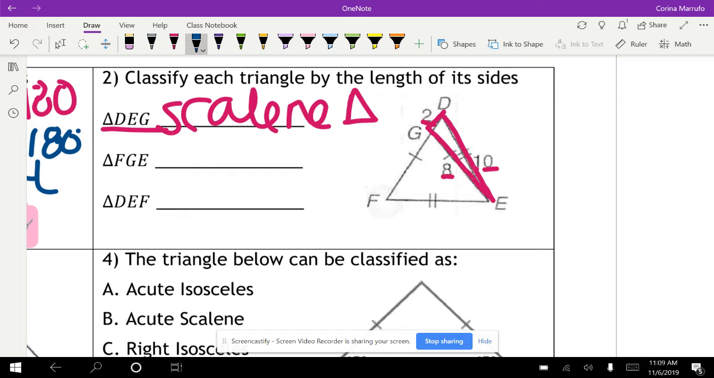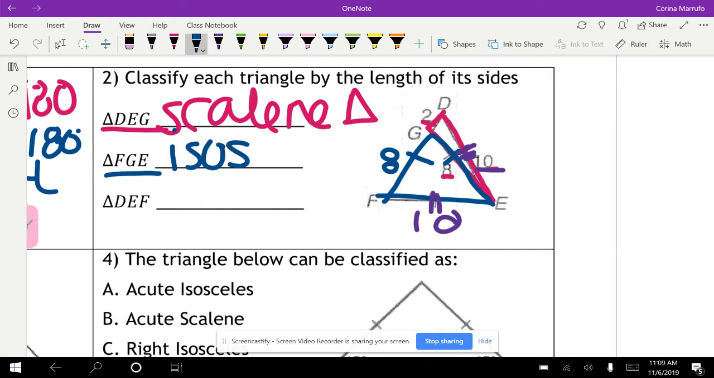And we have triangle FGE. So FGE, they have these two little tally marks here. That means both of them are the same. If this side is 8, that means this side is 8 also. And then this side over here, they do put these little tally marks here. If that's the same as this one, then that means that both of them are 10. Okay. So since two of the sides are the same, that means that FGE is an isosceles triangle.